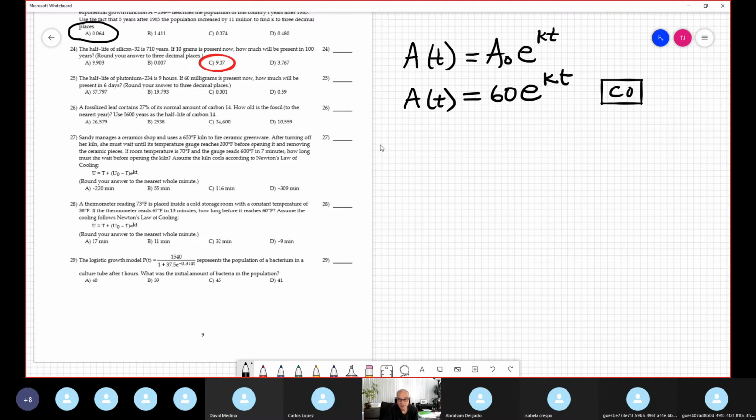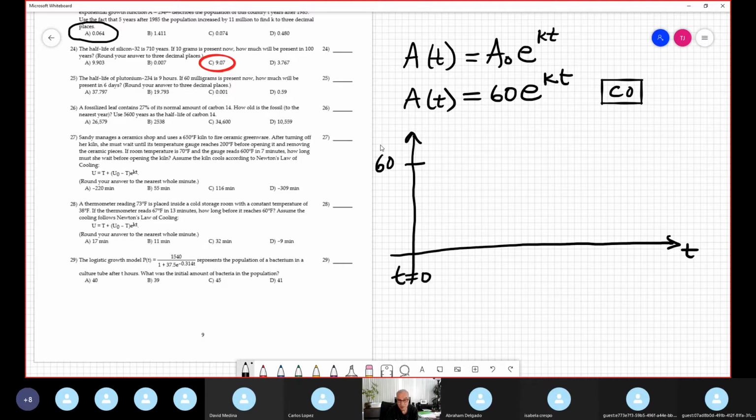So now, remember the graph. The graph, at least for me, helps me to understand the problem. This is the initial 60 gram at t equals 0. And this is the K. And the half indicates half, so 30. 30 happens at this time, which is the half-life, which is 9 hours. And I want to investigate what happened in 6 days.